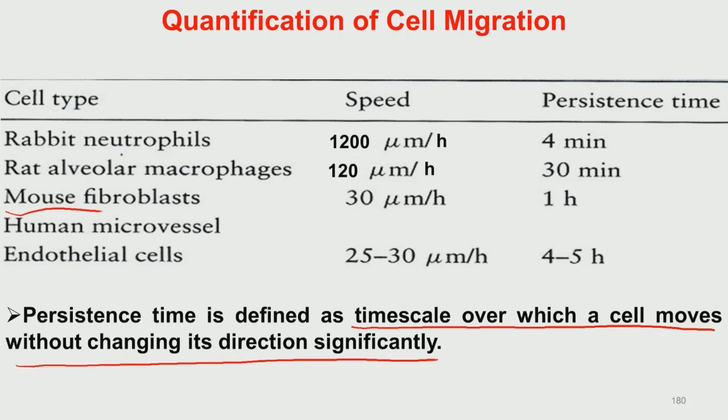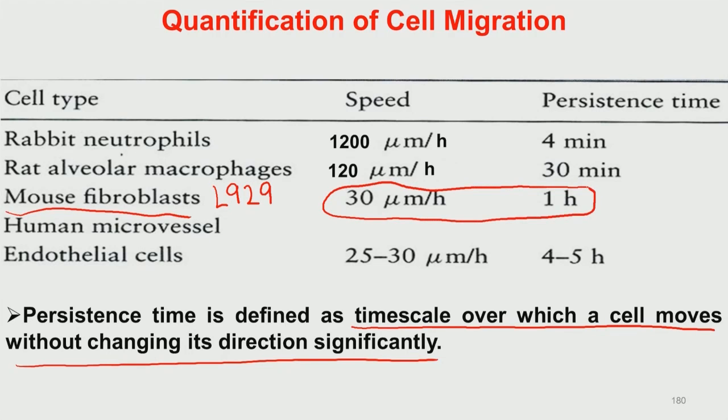Let us take the example of mouse fibroblast cells, the L929. This cell line is quite widely used in biomaterials research. So, let me circle the numbers related to this particular cell line. The cell migration speed of L929 cells is 30 micrometer per hour. That means, in 1 hour the cell can move only 30 micrometer. The cell size of L929 is somewhere around 20 to 25 micron.